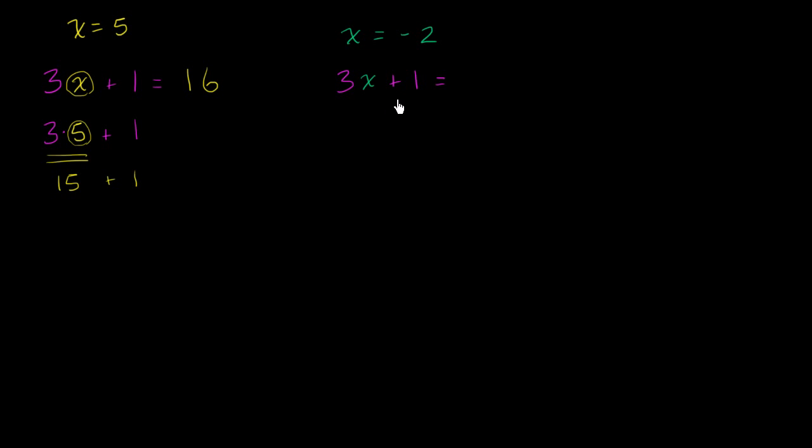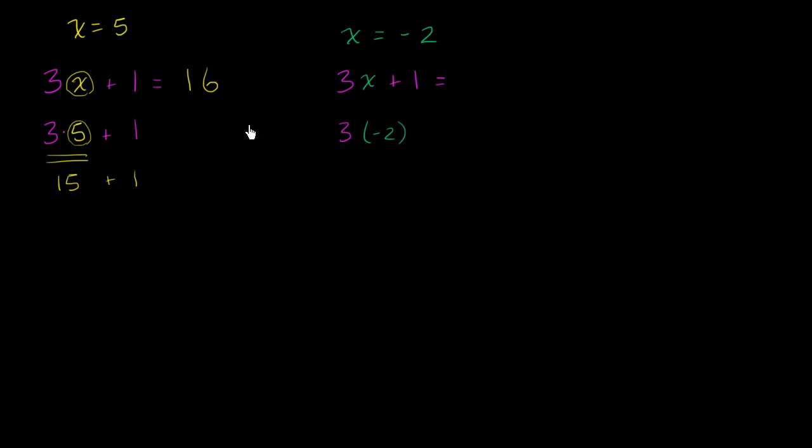Once again, we just substitute. Where we see an x, we replace it with a -2. So 3x plus 1 is going to be the same thing as 3, instead of an x, we put a -2 in there. 3 times -2 plus 1.